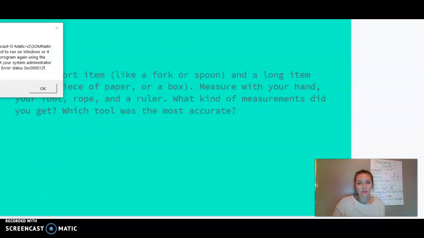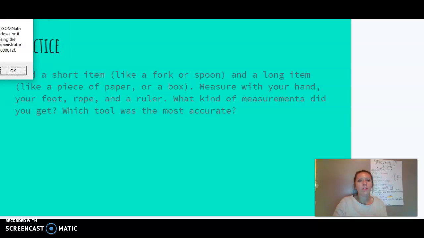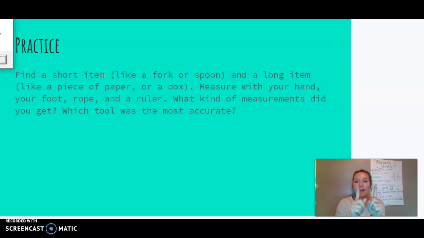Let's move on to the next slide. So for practice, I want you to find a short item, okay? And I was thinking like a fork or a spoon or something kind of short, maybe even a crayon or a pencil. And a long item, think like a shoebox or a piece of paper because it's pretty long, right?